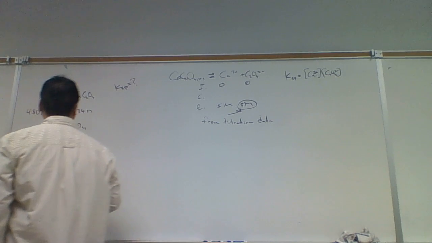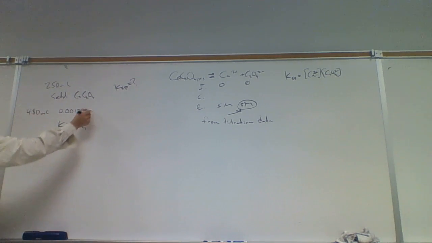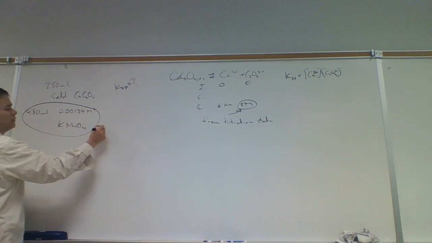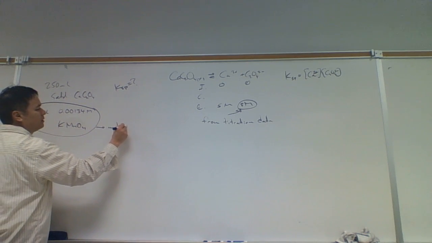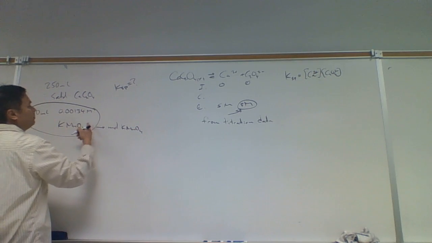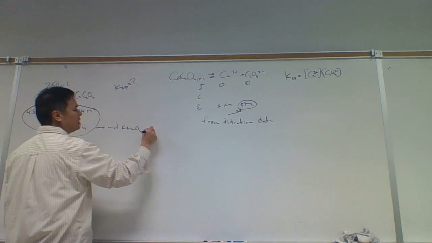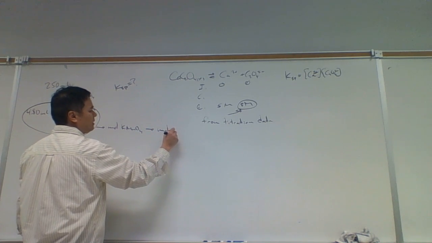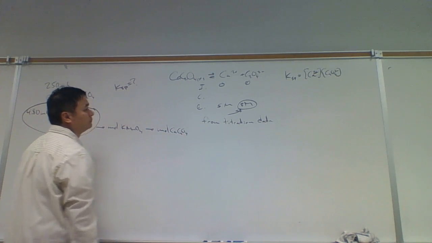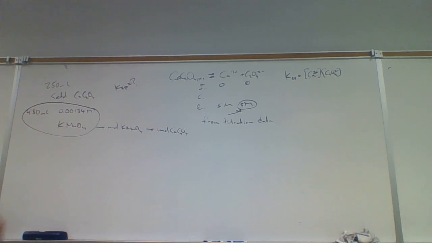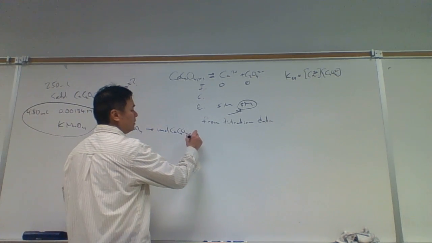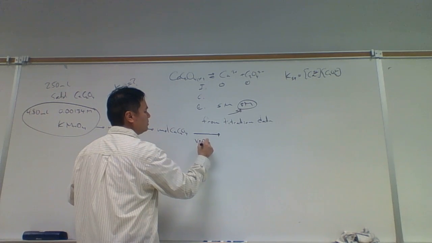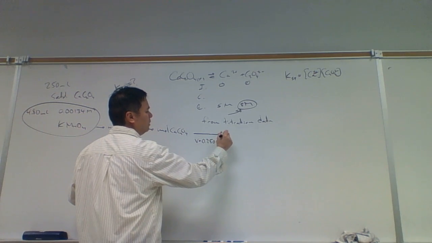The reason we can get that is because if we have the volume and the molarity, then we can get the moles of KMnO4. And from the moles of KMnO4, we have a reaction with oxalate. And so we'll get the moles of calcium oxalate. And from the volume, we have 0.250 liters, we'll get the molarity.